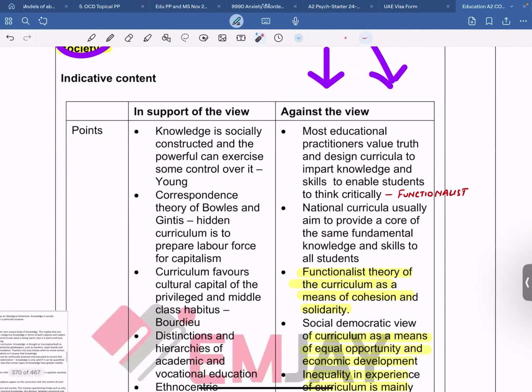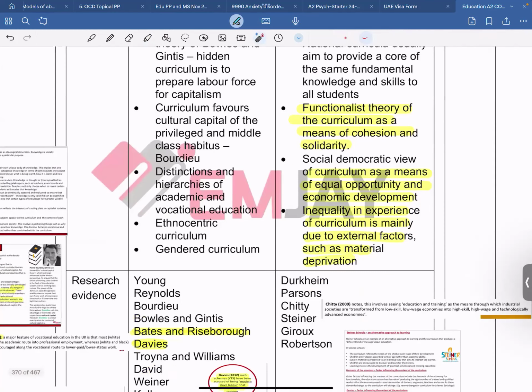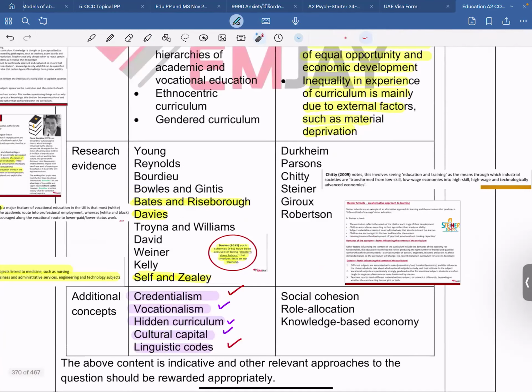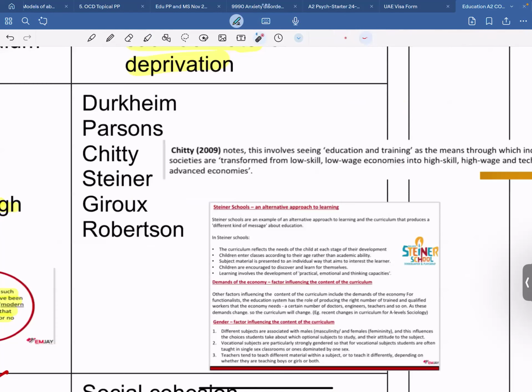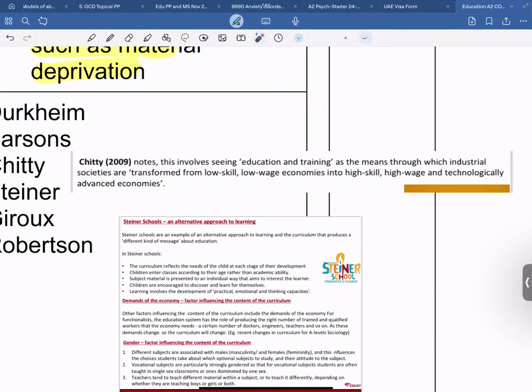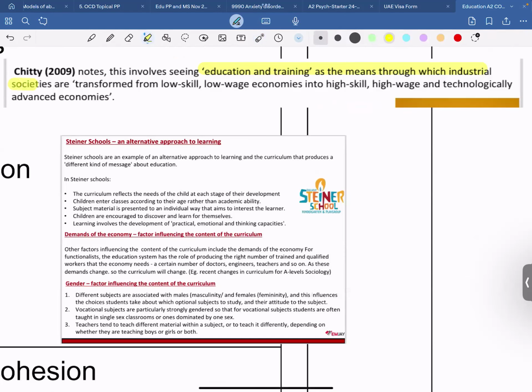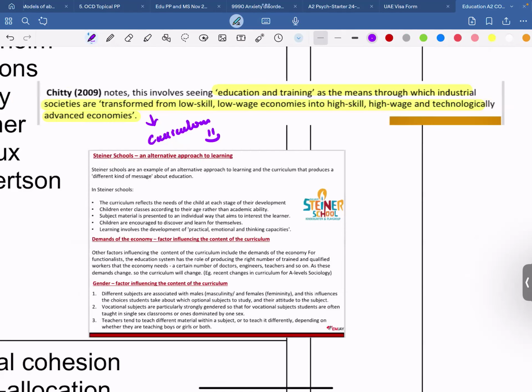If we talk about Chitty, Chitty notes that education and training are seen as the means through which industrial societies are transformed from low skill, low wage economies into high skill, high wage, and technologically advanced economies. This is of course supporting the education system, and the curriculum of the education system as well. Next, you could write down about Steiner schools. This is Chitty taken care of.